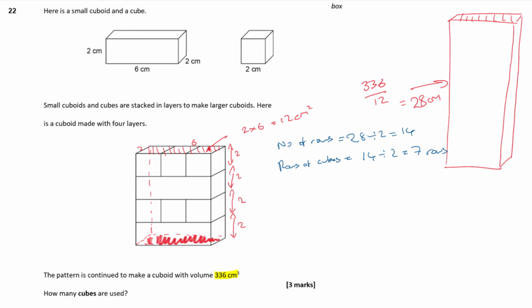Now in each row of cubes I've got 1, 2, 3 cubes, haven't I? So in each row I've got 3 cubes. So the total number of cubes is going to be my 7 rows of cubes multiplied by my 3 cubes in each row, giving me a total of 21 cubes. Okay, so I make it that there are 21 cubes in total.